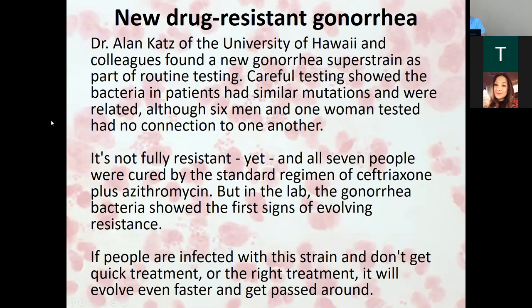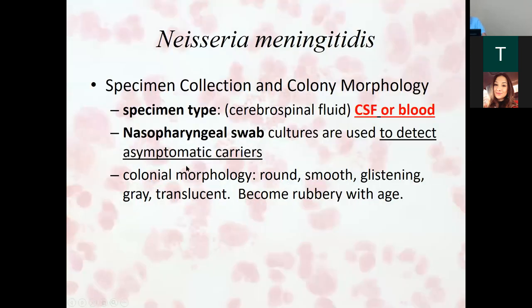There were mutations. Six men and one woman were tested, and they had no connection to one another. It's not fully resistant, yet all seven people were cured by the regimen of ceftriaxone and azithromycin. But in the lab, gonorrhea bacteria showed its first sign of evolving resistance. So it's definitely reportable, and you get the contact tracing done.